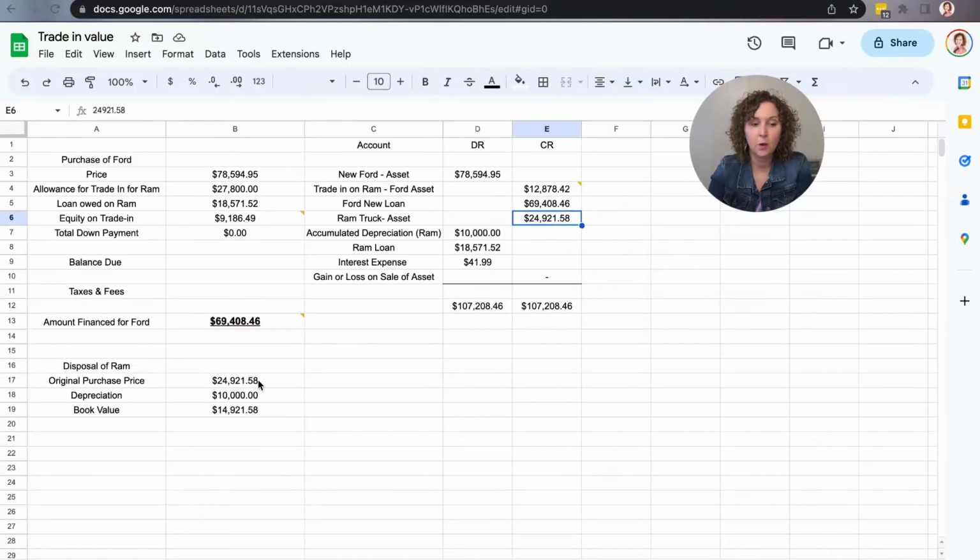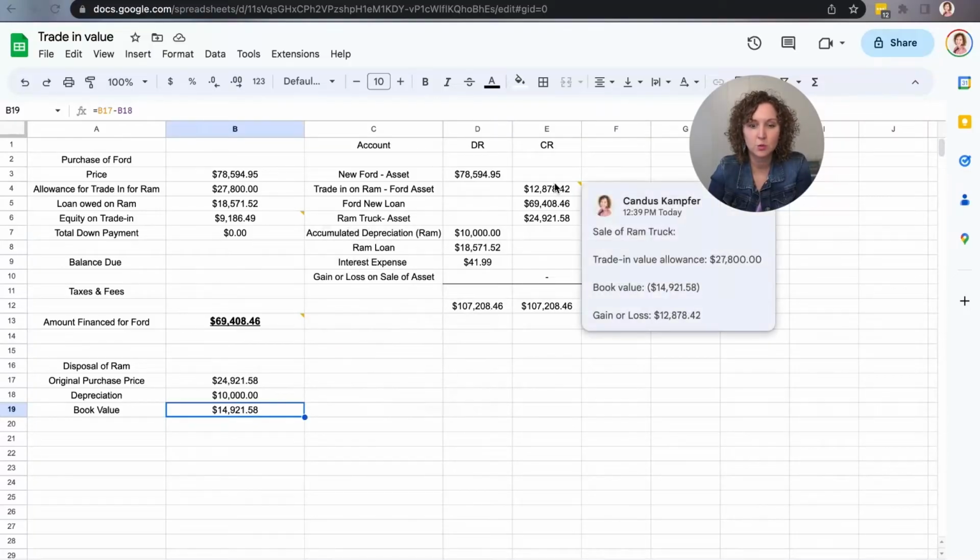The asset is going to be what we got from QuickBooks. We're going to subtract out the depreciation that's here, and that's going to give us the book value, okay? Based off the math difference between this and this, we get the 12,000. All right, so the 27,800 minus the book value gives you the 12,878.42.